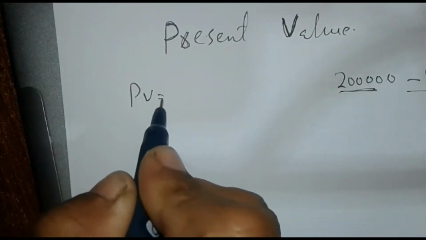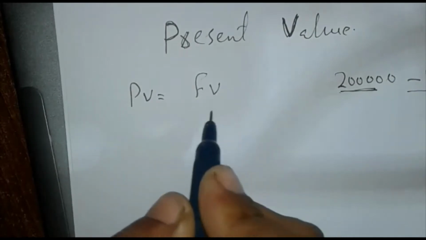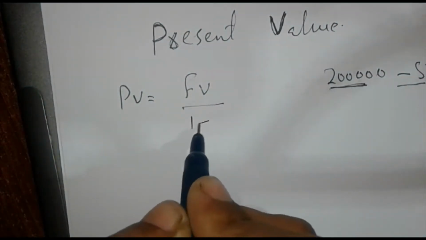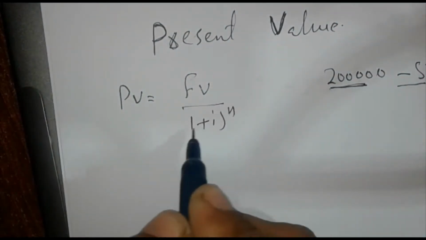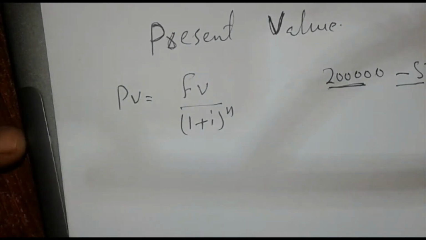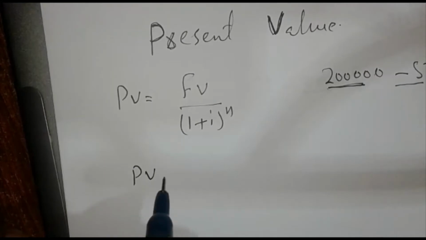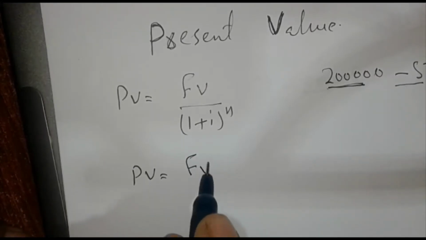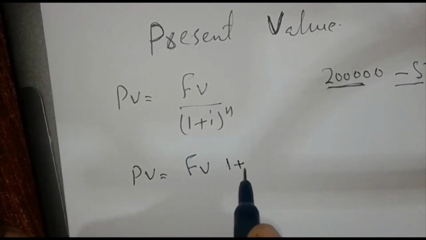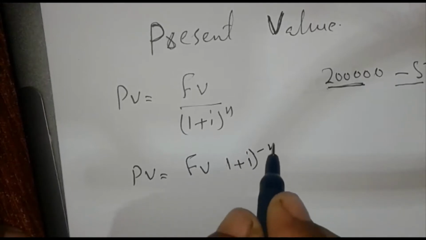The formula of present value is PV equals FV upon (1 plus i) power n. We can also write it as PV equals FV times (1 plus i) power minus n.